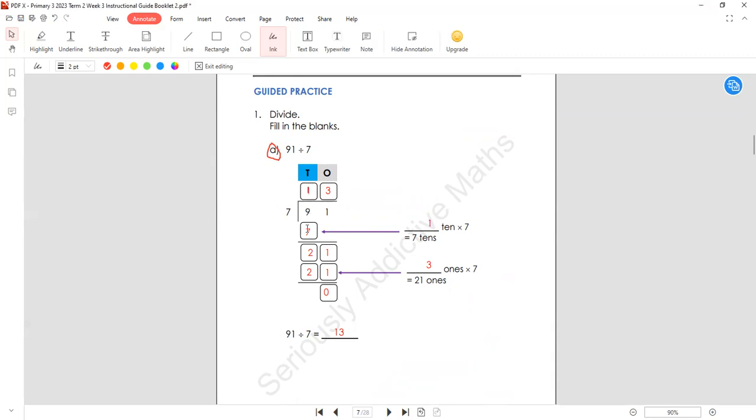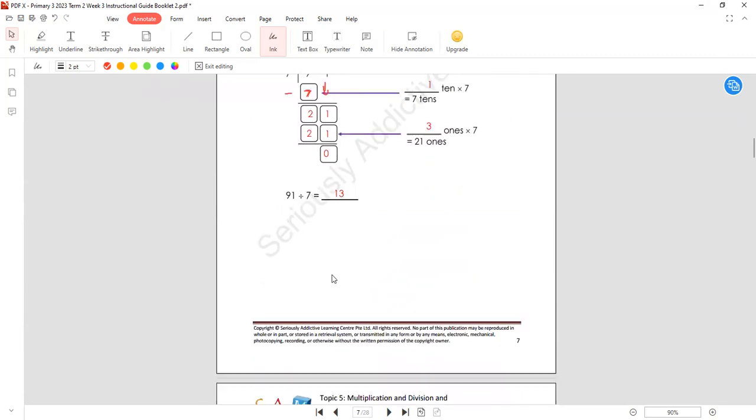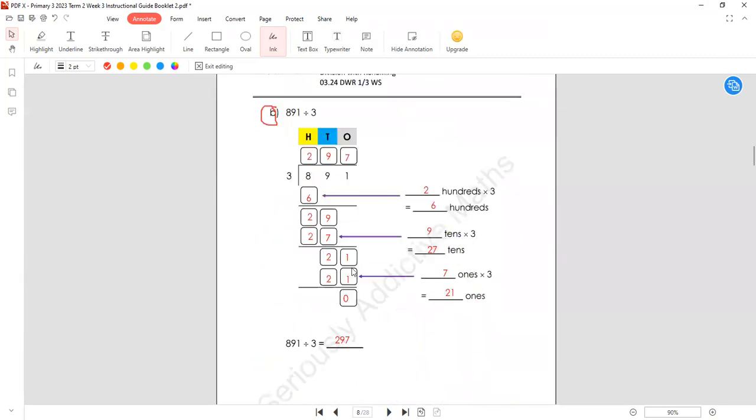So 7 times 1 equals 7. And then 9 tenths minus 7 tenths equals 2 tenths. Bring down the 1. Now 21, can it be divided by 7? Yes, so this is a test of the multiplication skill as well. In other words, 7 times how many 1s equals 21? So that's 3. So teach them this way as well.